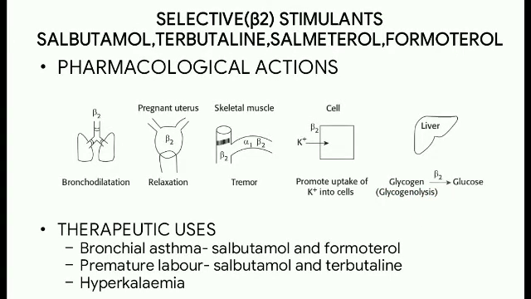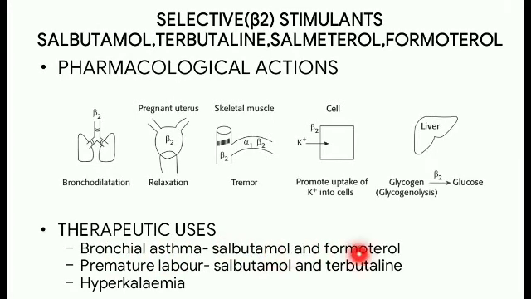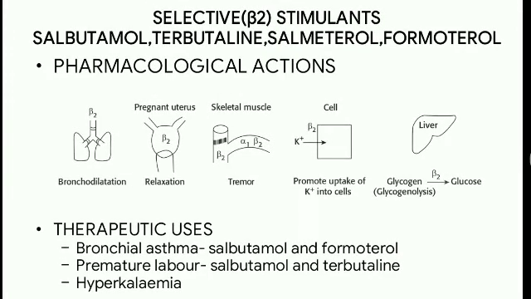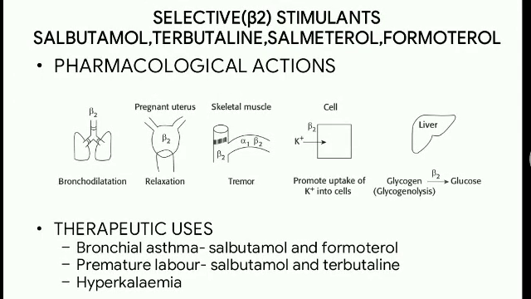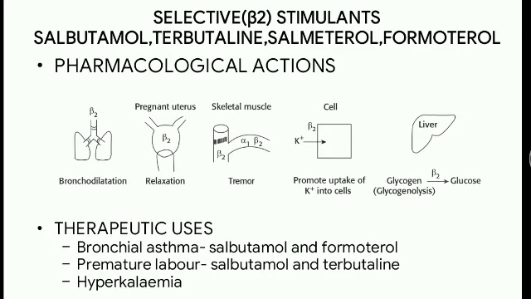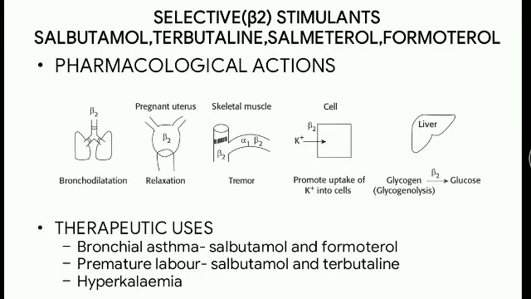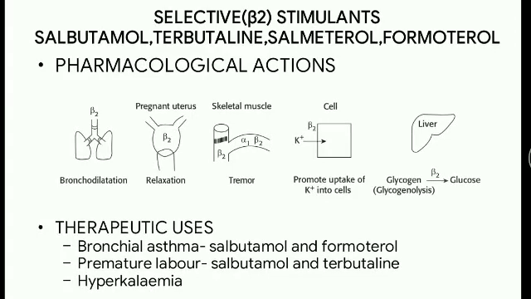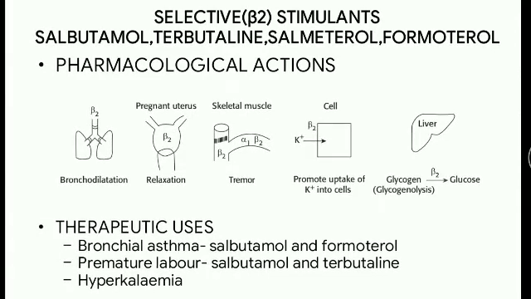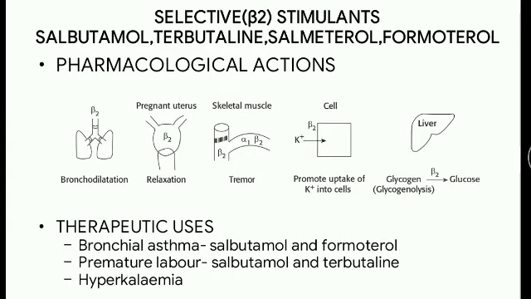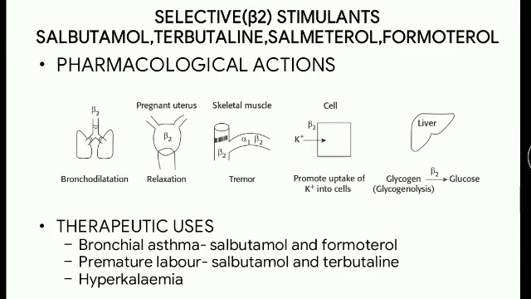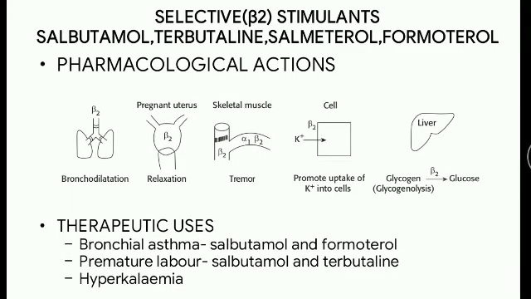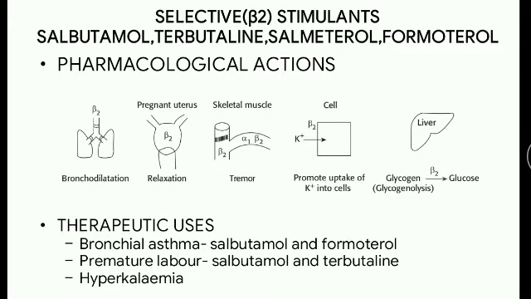So the uses: it is used in bronchial asthma. Salbutamol and formoterol are used for bronchial asthma. Salbutamol and terbutaline are used to delay premature labor. They cause relaxation of uterus and avoid the constriction of uterus. And hyperkalemia: these drugs promote the uptake of potassium ions into cell so that the plasma potassium levels will be reduced, so it is used in hyperkalemia.